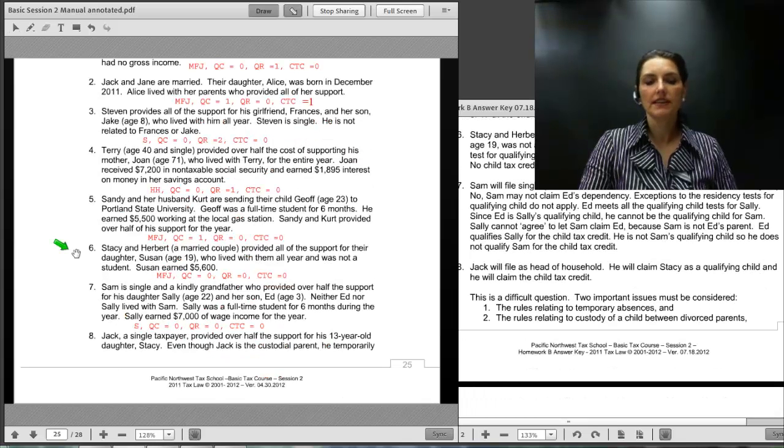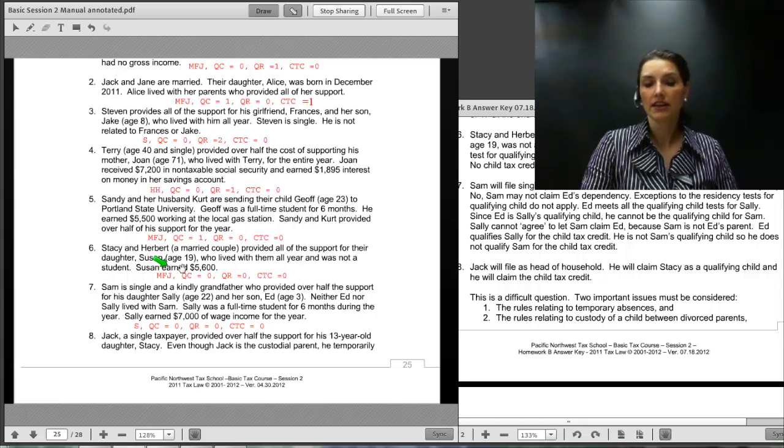Number 6, Stacy and Herbert, a married couple, provided all of the support for their daughter, Susan, who is age 19 and lived with them all year. She was not a student and earned $5,600. Well, we've got kind of a bum deal here. Stacy and Herbert can file separately or jointly. Joint is probably better. They do not have a qualifying child because their daughter was over age 18.